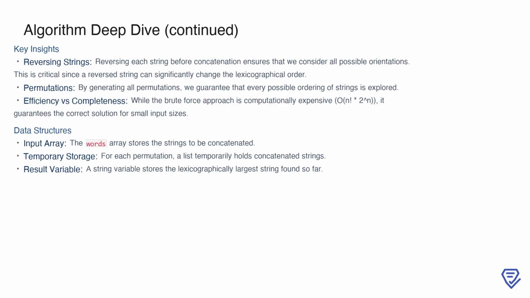However, this brute force approach is computationally expensive, with a time complexity of n! * 2^n. While it is not efficient for large input sizes, it ensures correctness for small inputs. In terms of data structures, the words array holds the input strings, a temporary list is used to store concatenated strings as we evaluate each permutation, and a result variable stores the lexicographically largest string found during the process.